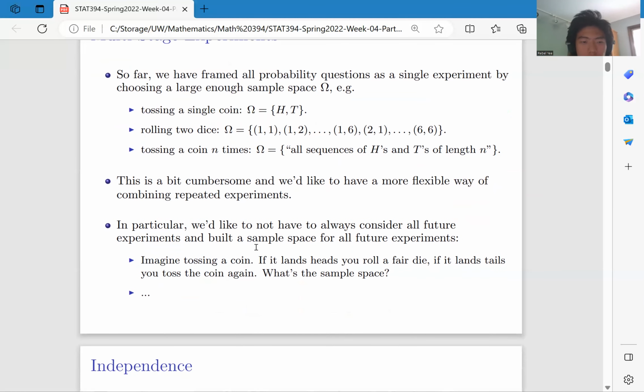First of all, we need to know one point. We would like not to have to answer all future experiments by building a large sample space for each. Instead, we can build multiple experiments with one simple sample space, but transform it somehow to represent our chains of events.